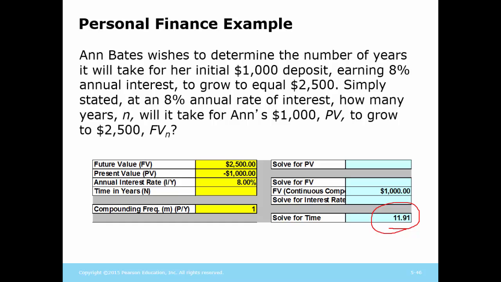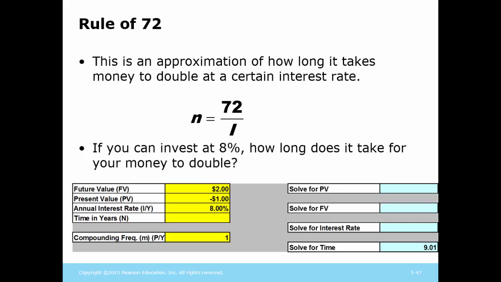So it's a simple question. You plug in the right variables in the right cells and you get the answer that you're looking for, in this case solving for time. There is an approximation though. If the question is how long does it take for your money just to double, the formula is 72 divided by the interest rate.